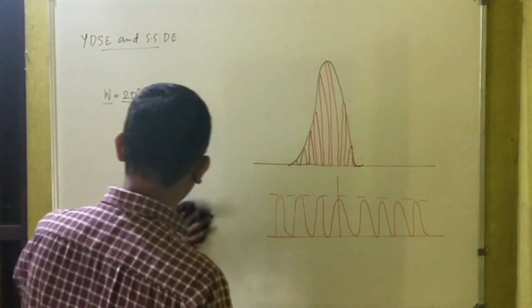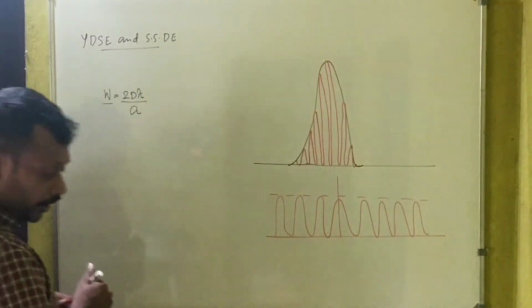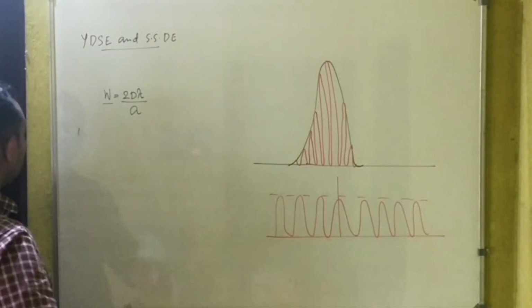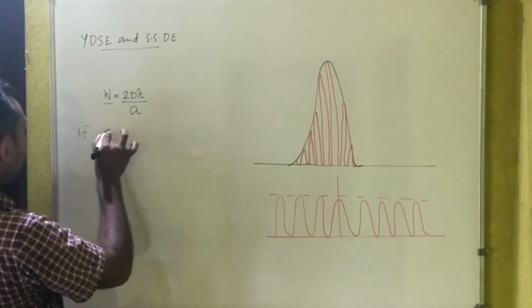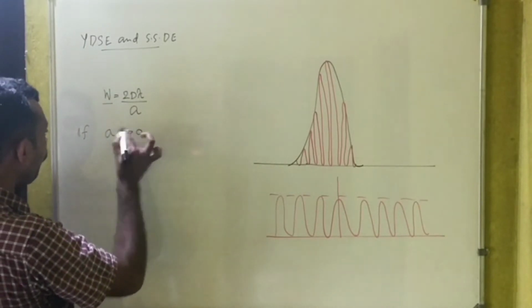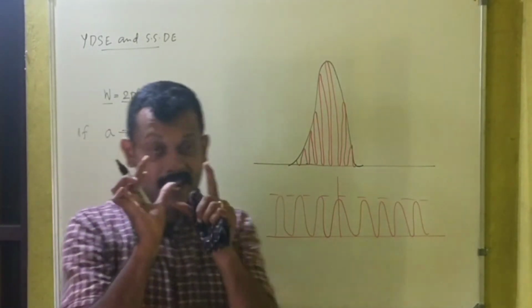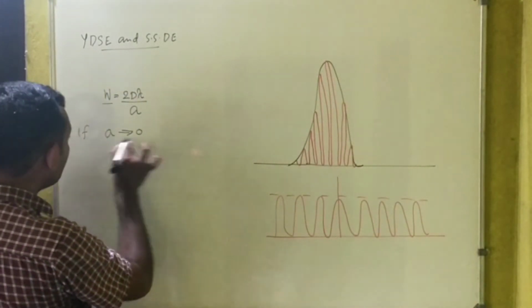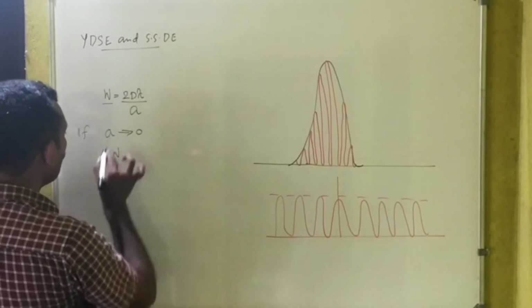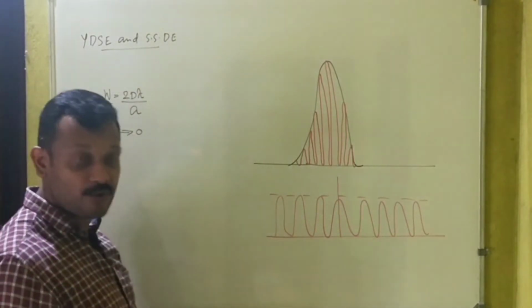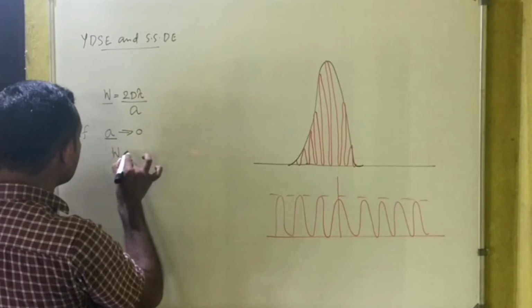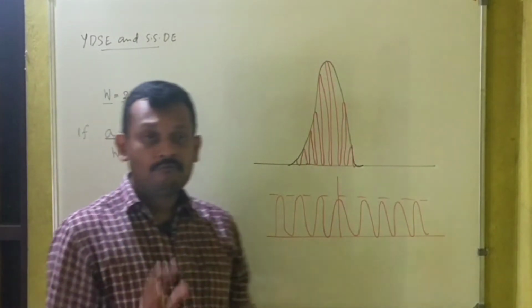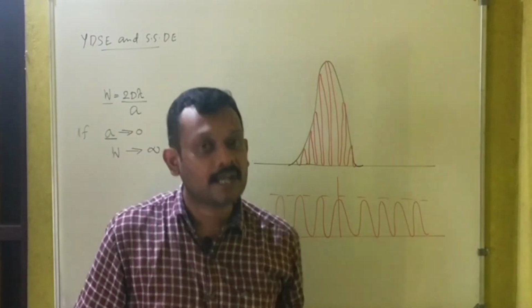If a tends to 0, that is, if the width of the slit tends to 0, then what happens to the width of the central maxima? The width of the central maxima tends to infinity.